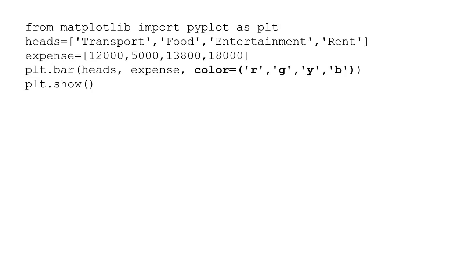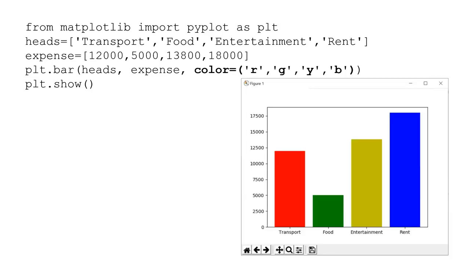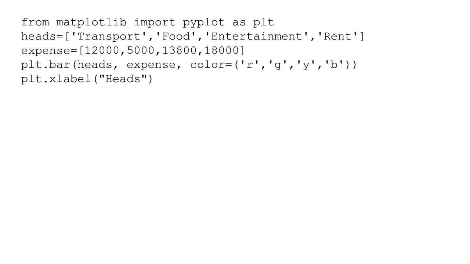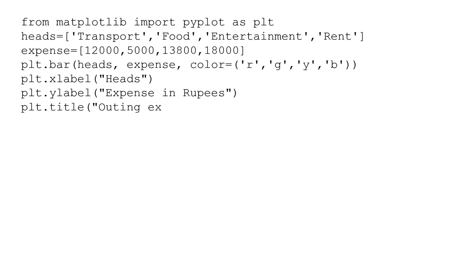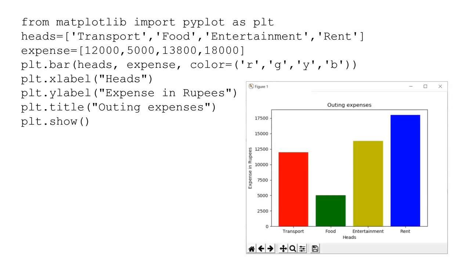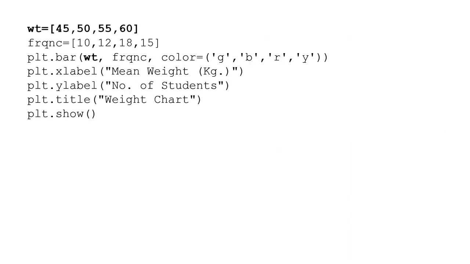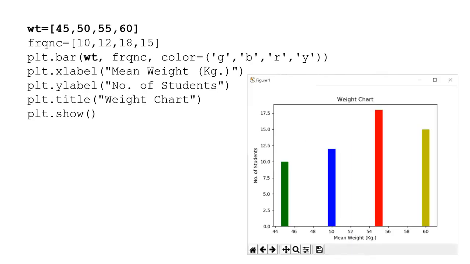We can also label x-axis and y-axis and can also give title to the chart. Here is the code. plt.xlabel heads, plt.ylabel expense in rupees, plt.title outing expenses, plt.show. Now let us see the output. The labels across x-axis can also be numbers. Here is an example. This code produces this output. As the first list contains numbers, the values along x-axis have been shown accordingly.